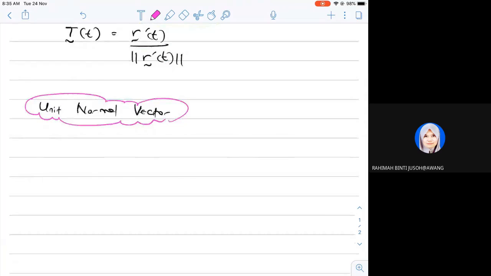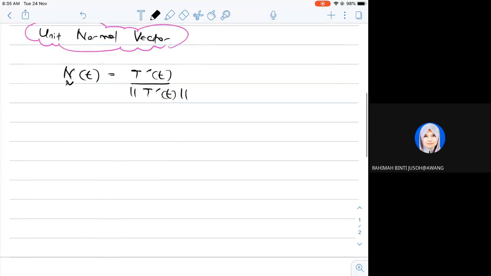The unit normal vector is denoted as capital N, with a tilde, equals the unit tangent vector prime. It means you have to differentiate your unit tangent vector, divided by the magnitude of T prime t. So in order to calculate your normal vector, you have to calculate the unit tangent vector first. And then next we have the binormal vector.